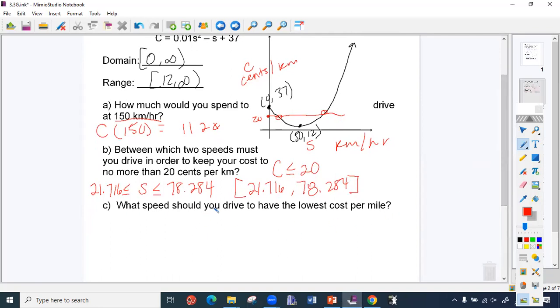All right. It says, what should you drive to have the lowest cost per, sorry, this should have been kilometers, per kilometer. No, what should your speed be? What is our speed? What's my lowest? So the keyword is lowest, which means I'm looking for my minimum. So looking at our graph, where's our minimum? 50. So we would need to drive 50 kilometers per hour.